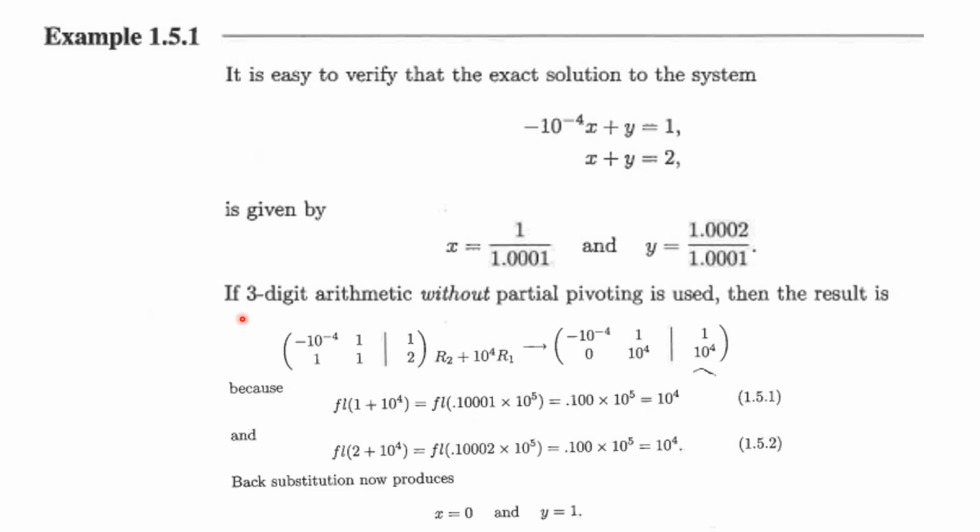If three-digit arithmetic without partial pivoting is used, then the result, and you can see it here using row elimination, is that x is equal to 0 and y is equal to 1. And this is because this number is what it is, and it's going to swamp the other one.